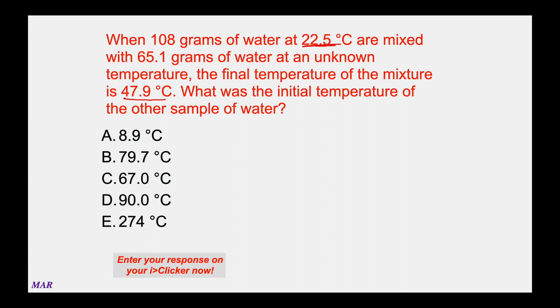That also means that the other water system had to be at a temperature greater than 47.9. It was hot. Hot goes down to warm. Cold goes up to warm. We've got the cold going up to warm. We just need to know what the hot is. So the goal here is to find the initial temperature of the other sample of water.